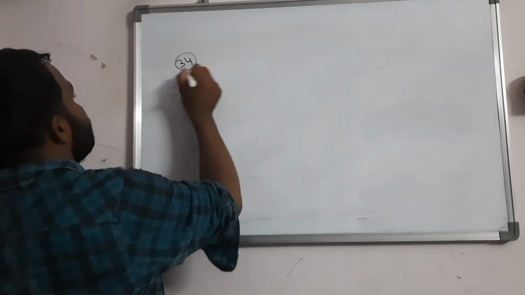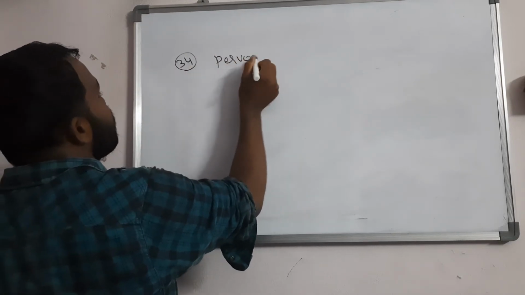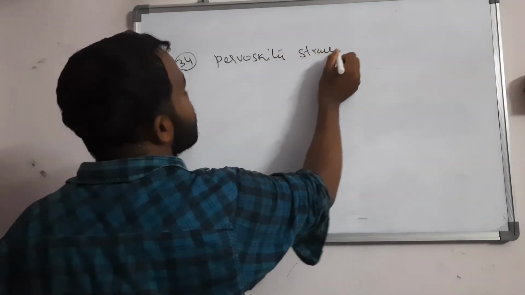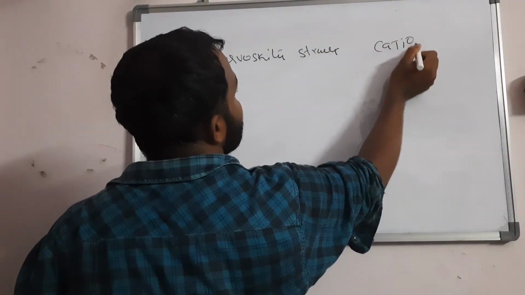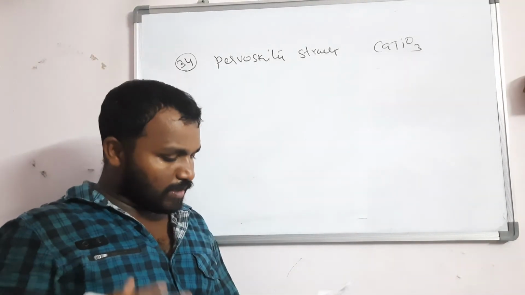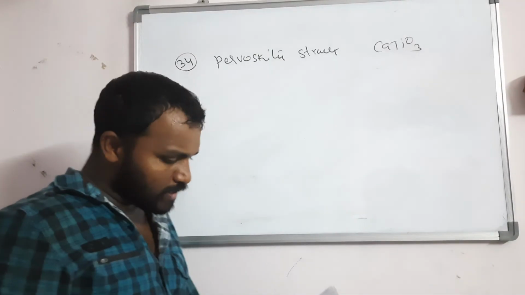Direct question, basic and easy question. Perovskite structure they asked. The perovskite structure is calcium titanium O3. Options they given, like barium and something, but the answer is calcium titanium O3.